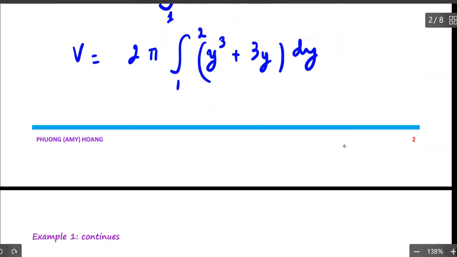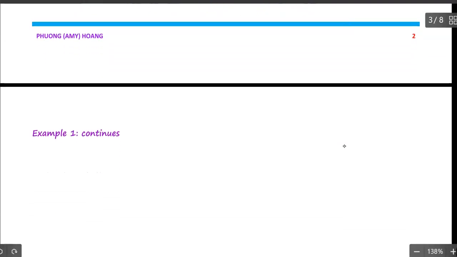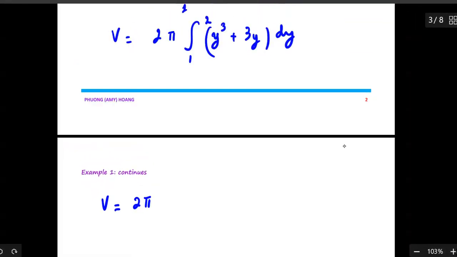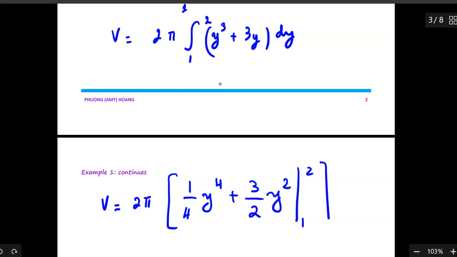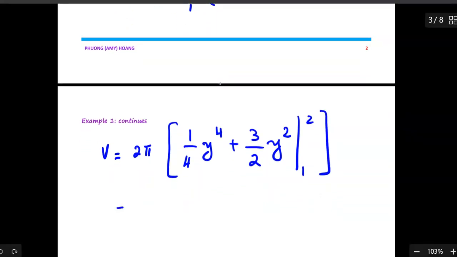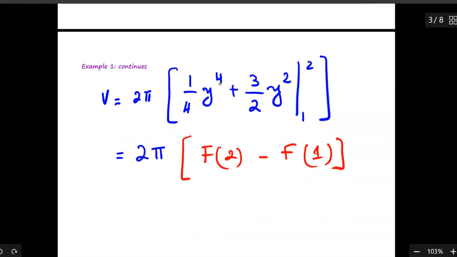So what is the integral of this one? V will be equal to 2 pi and the integral of y to the exponent 3 is 1 over 4 times y to the exponent 4. The integral of 3y is 3 over 2 times y squared. Evaluate from 1 to 2, apply the fundamental theorem. So now it should be 2 pi, and I must multiply this with f of 2, subtract the f of 1. Apply the fundamental theorem, so I will have the solution like this.